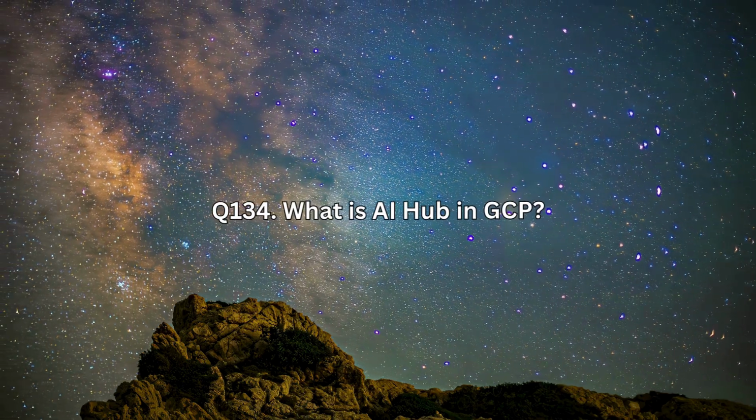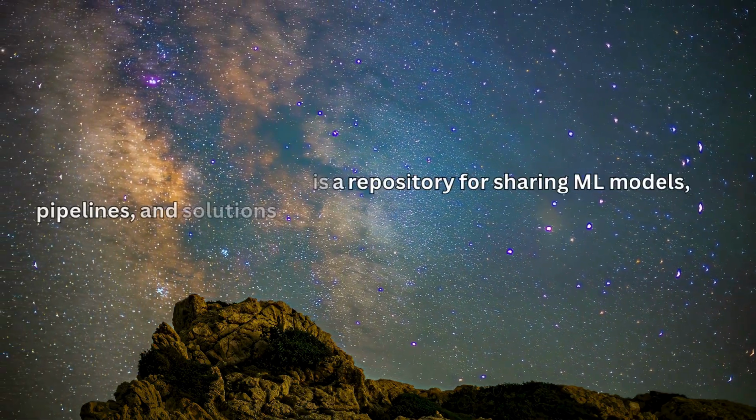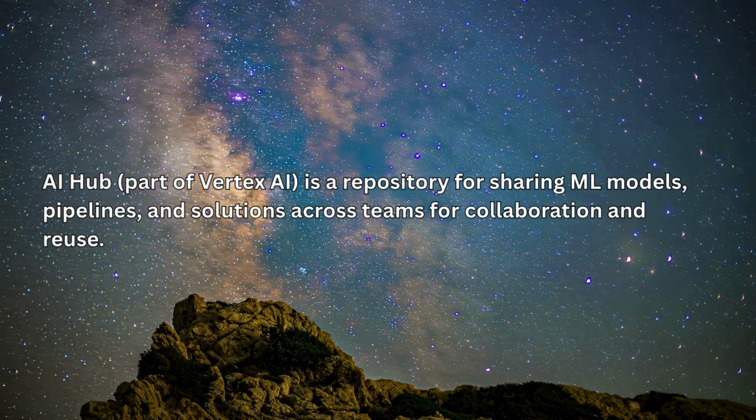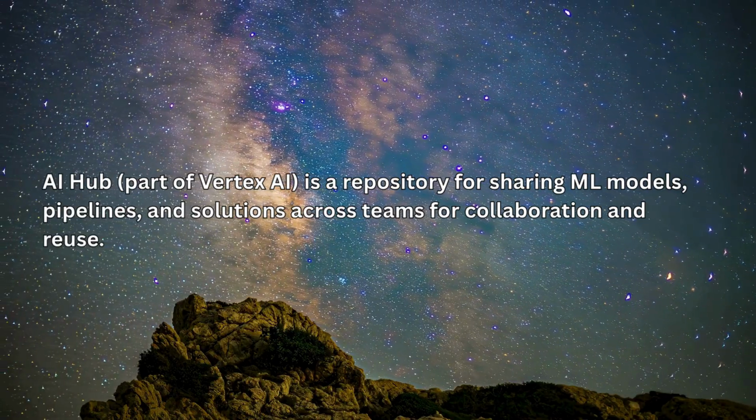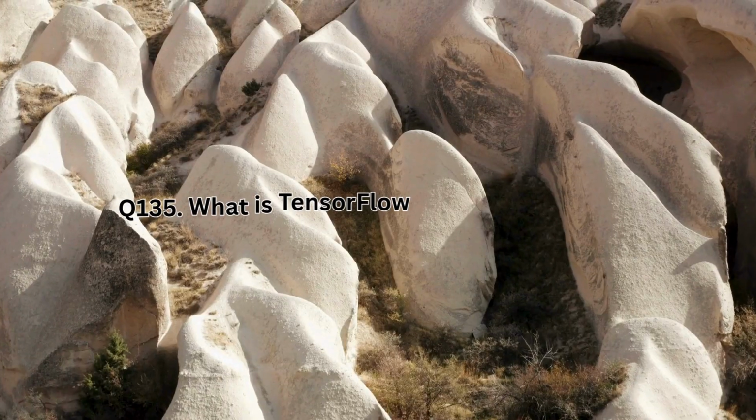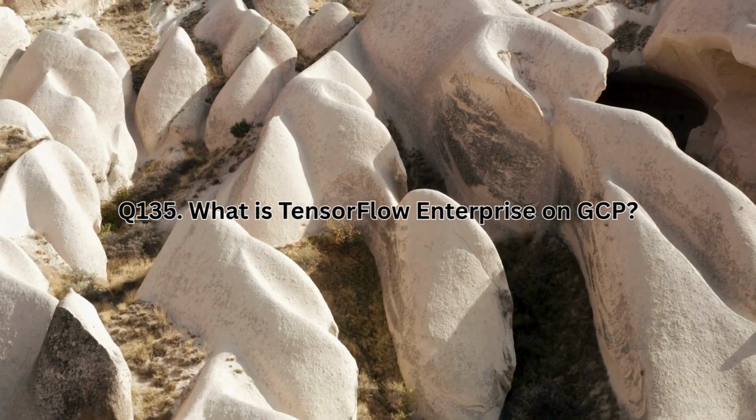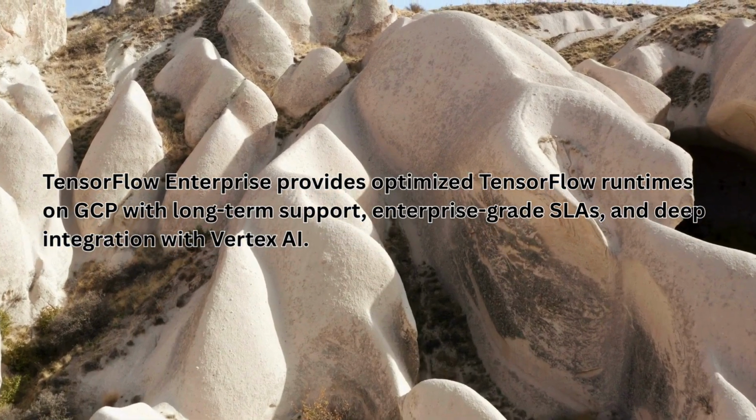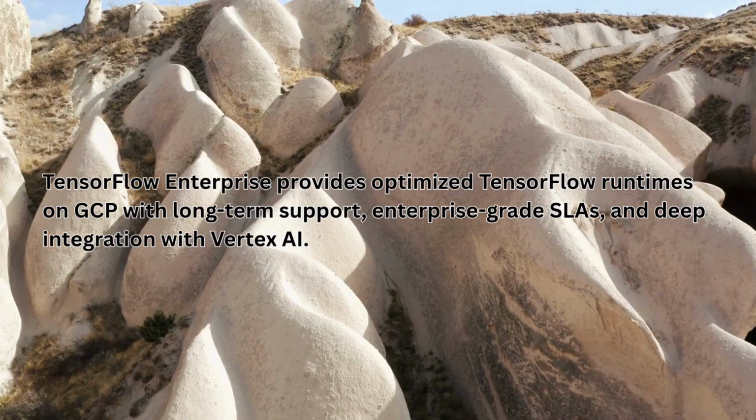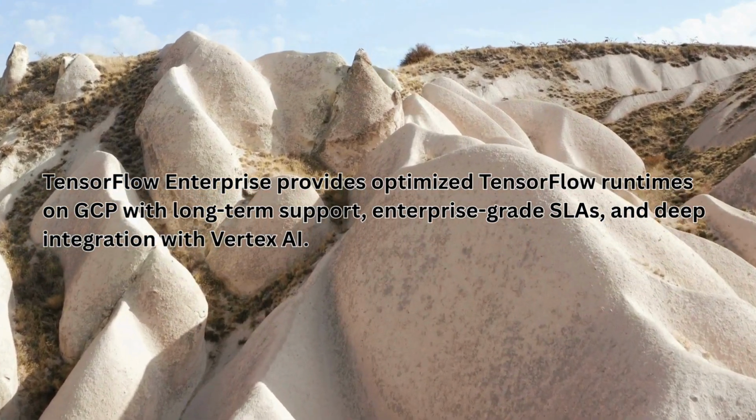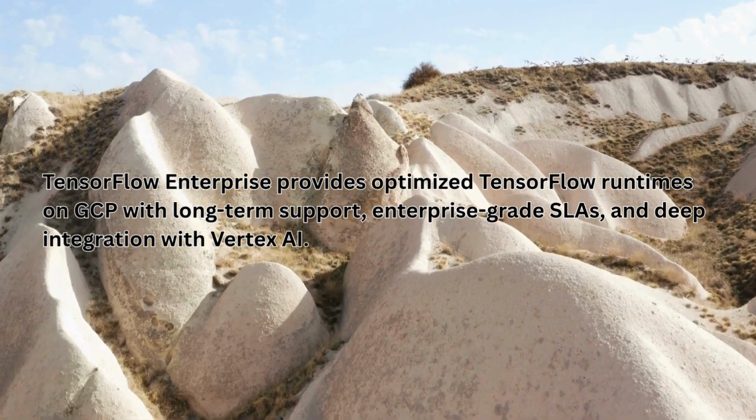What is AI Hub in GCP? AI Hub, part of Vertex AI, is a repository for sharing ML models, pipelines, and solutions across teams for collaboration and reuse. What is TensorFlow Enterprise on GCP? TensorFlow Enterprise provides optimized TensorFlow runtimes on GCP with long-term support, enterprise-grade SLAs, and deep integration with Vertex AI.